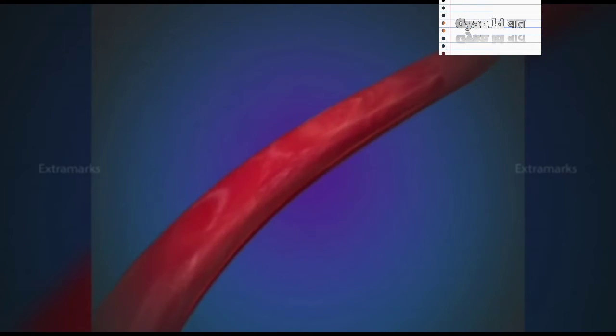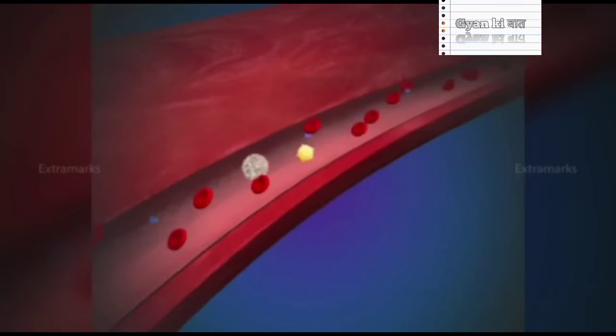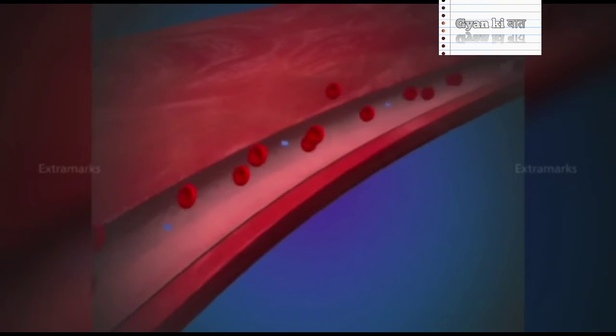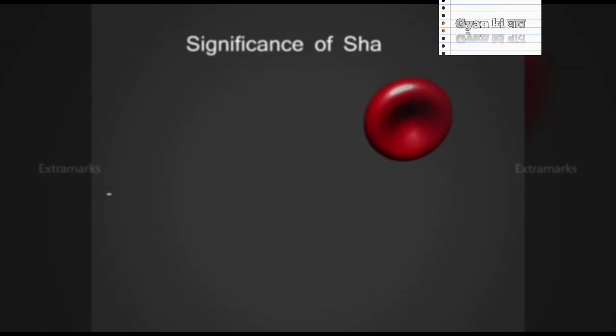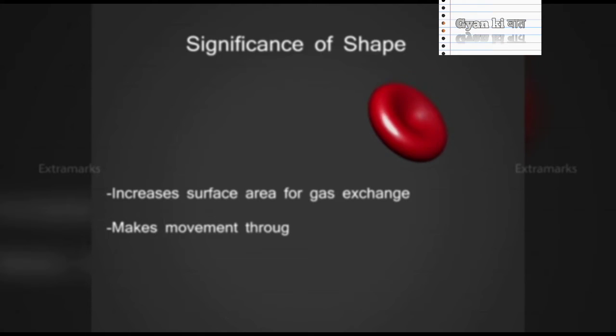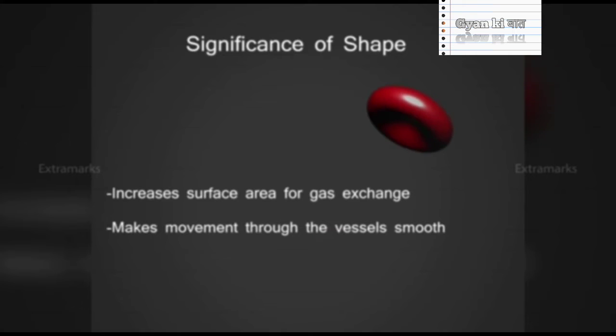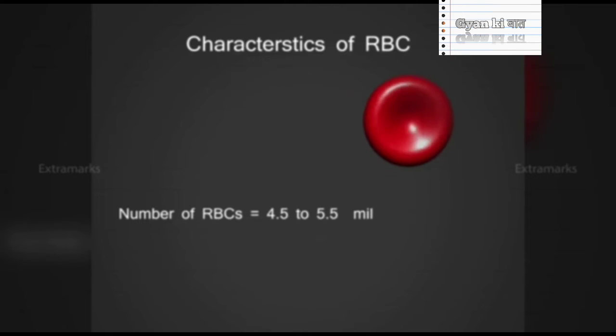Cellular or formed components comprise red blood cells, white blood cells and platelets. Erythrocytes or RBCs have a biconcave shape and are devoid of a nucleus. This shape is significant as it increases surface area for gas exchange and allows the blood to flow easily through the narrow vessels. There are about 4.5 to 5.5 million RBCs present in 1 milliliter of blood.